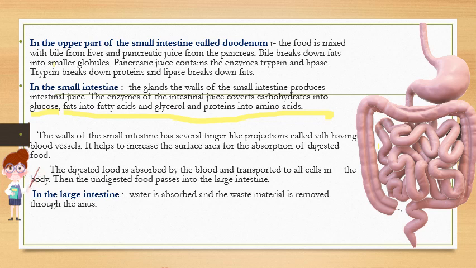Water is absorbed here in the large intestine. What is the process that takes place here? Water is absorbed and waste material is removed through the anus. I hope you got it. This is the process of digestion which takes place in a human body.